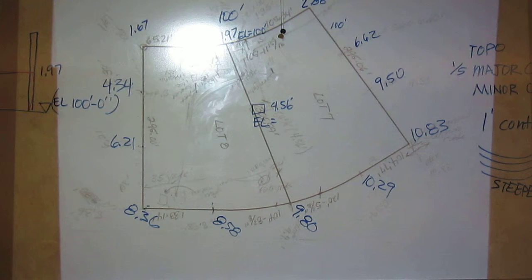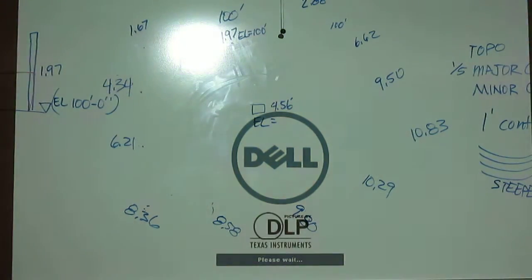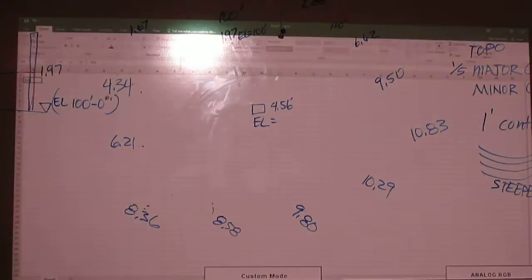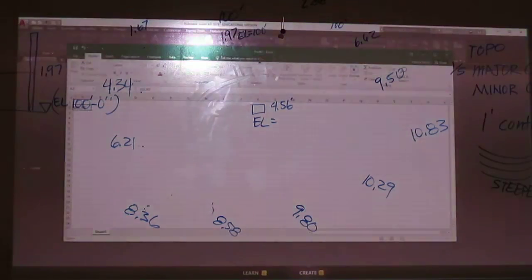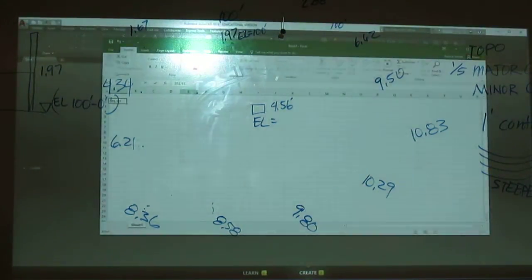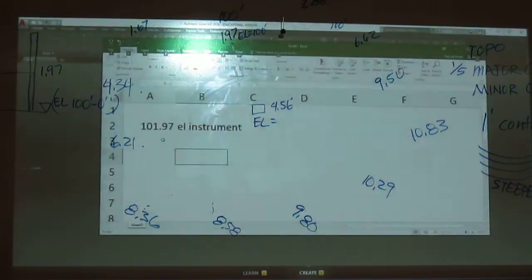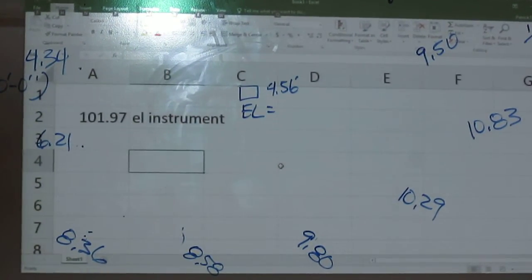So I'm going to pop open Excel and build myself a quick little spreadsheet. Okay, so 101.97. If you don't know how to use Excel, I'll show you a little bit. Okay, there's the elevation of my instrument. Elevation instrument. So if you want, just open up, let me make this bigger so you can see it, because I don't need a whole lot. Just open up an Excel spreadsheet down on your desk.